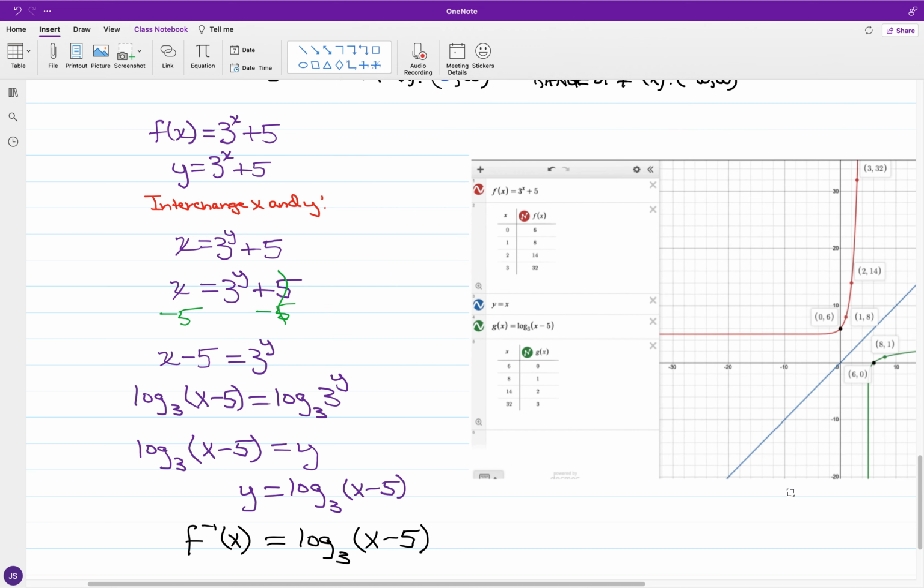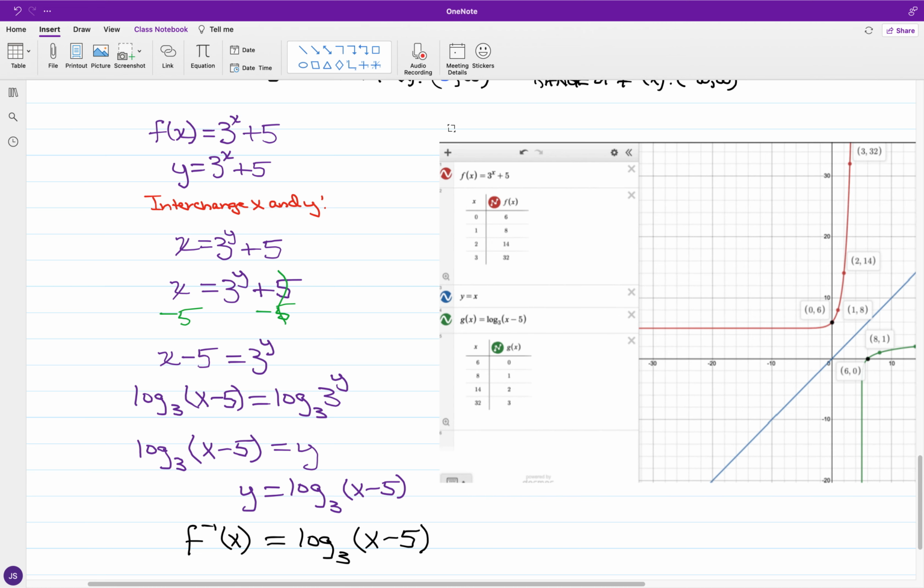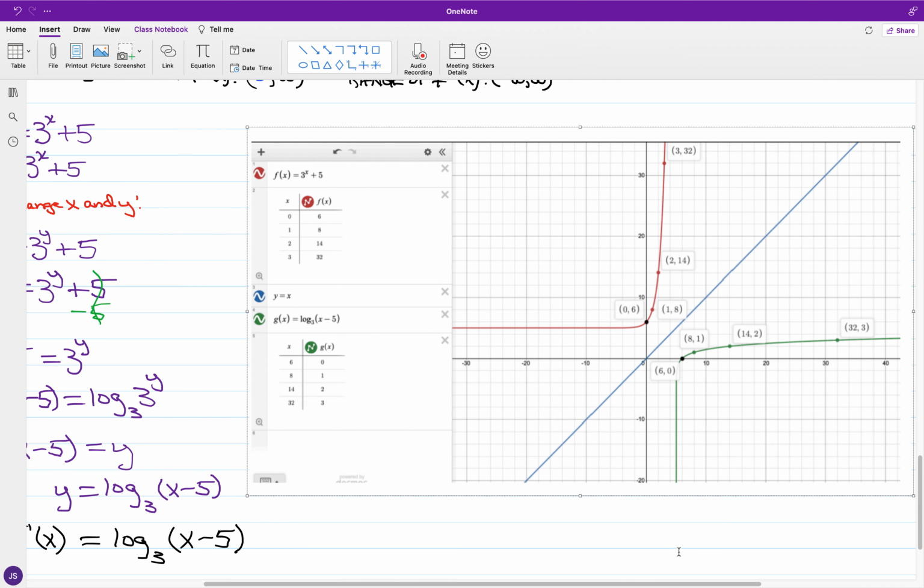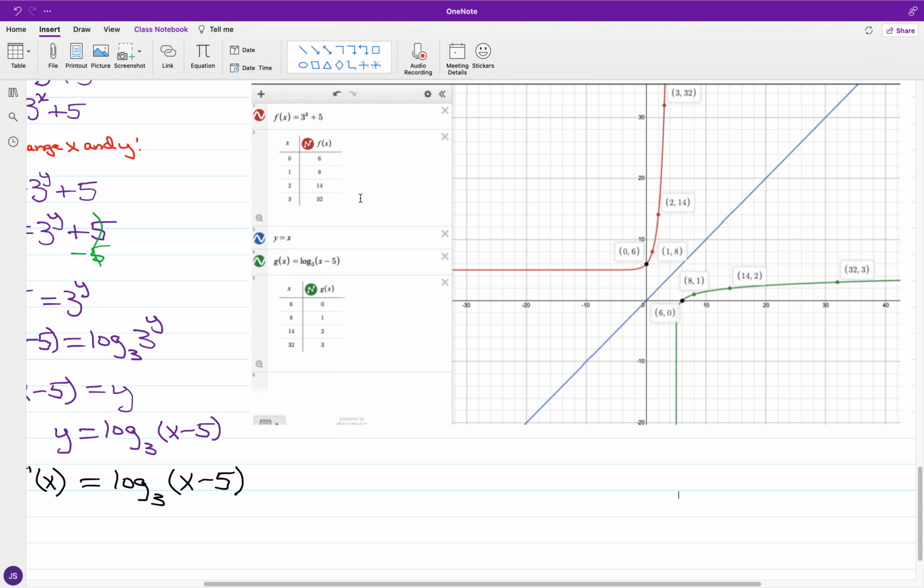Okay, and so for 3 to the x plus 5, remember, you have 3 to the 0, so you've got x values 0, 1, 2, 3. Now remember, a non-zero number to the 0 power is 1, and if I add 5, I got 6. I got 0, 6. 3 to the 1 is 3. Add 5, I get 8. Again, 3 squared is 9. 9 plus 5 is 14. And then with x at 3, 3 to the third is 27. 27 plus 5 comes out to 32. So you have this resulting exponential curve.